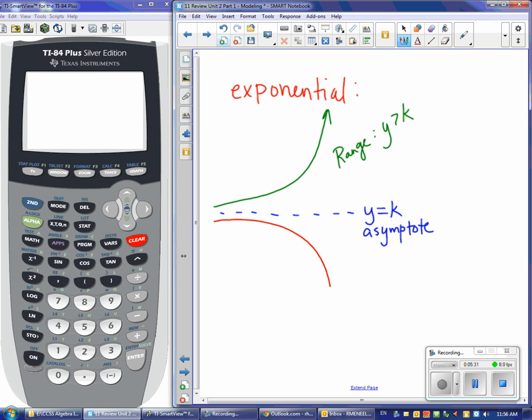But if I have an exponential function that is flipped, so let's say the a value is negative, that means it's going to be reflected and it's going to be going down like that. This function is going to have a range where y is actually less than k, and that's because the graph falls below the asymptote in that case.